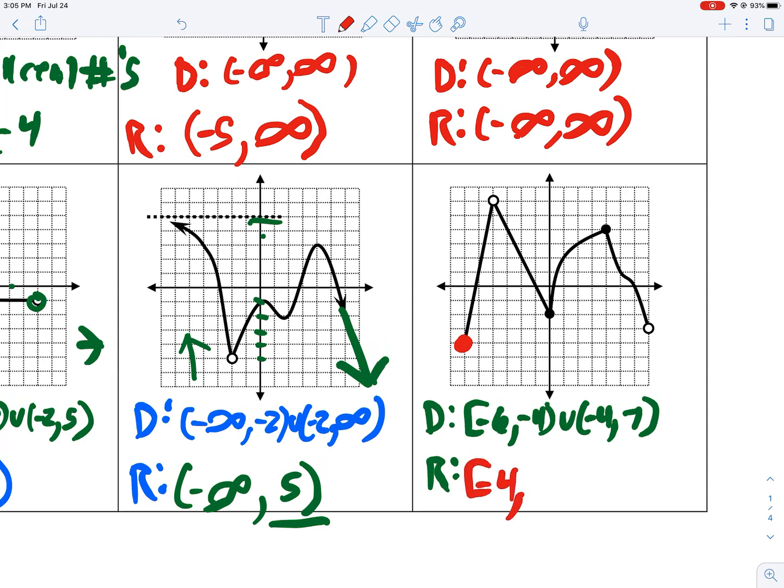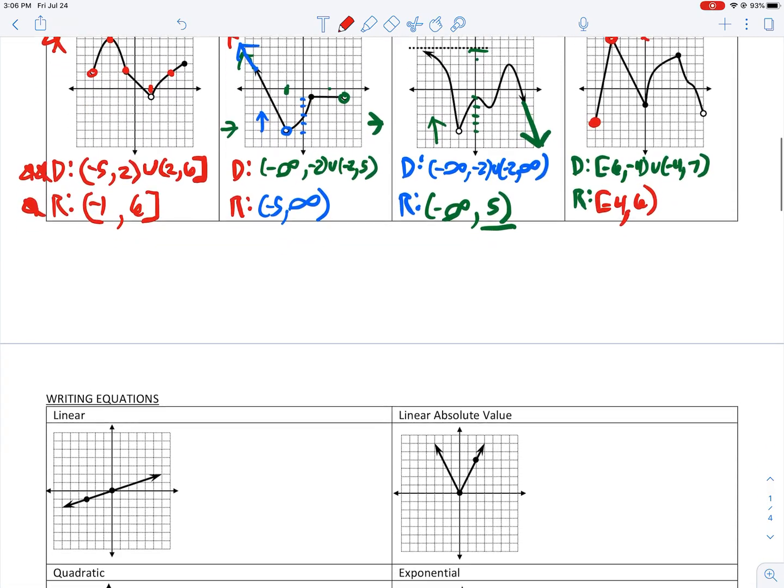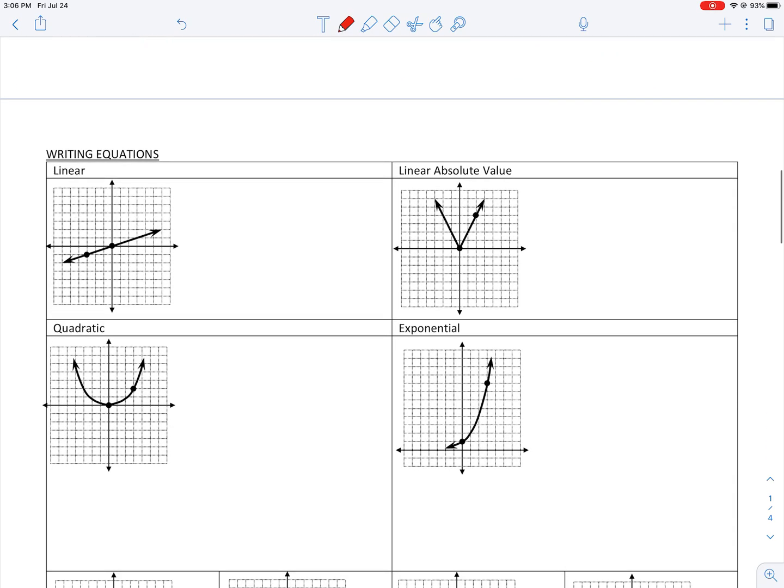Why is that a closed bracket? Because that's a solid dot. Is there a point on the graph at -4? Yes, there is. Okay, keeps going up, all the way up to here. So that's 6. And why is that an open bracket? Because is there a point that reaches a height of 6? No, it's an open dot. That means it's not a solution. You get up to 5.999. Don't get to 6, so it's an open bracket. Okay, so domain and range.